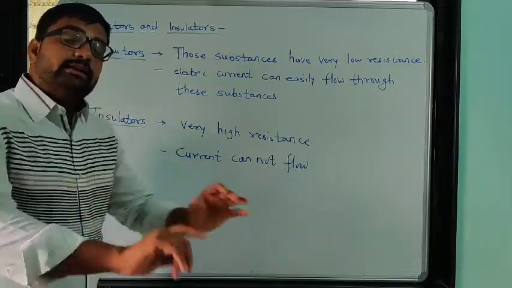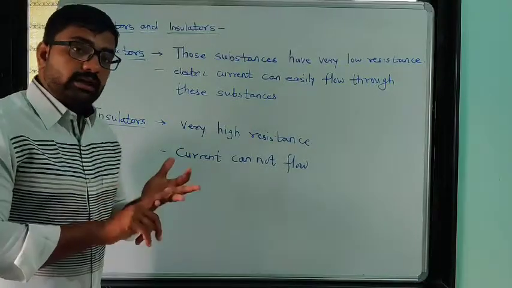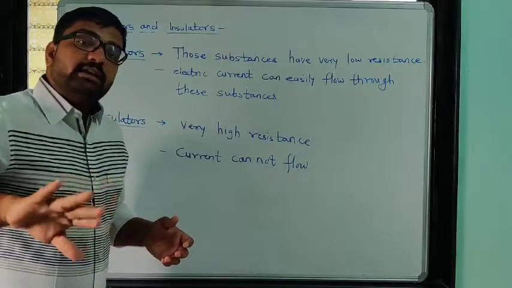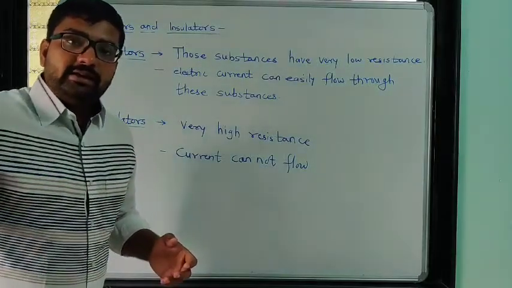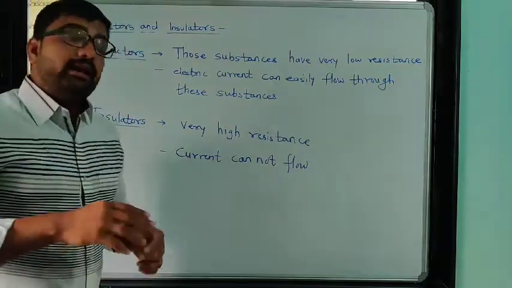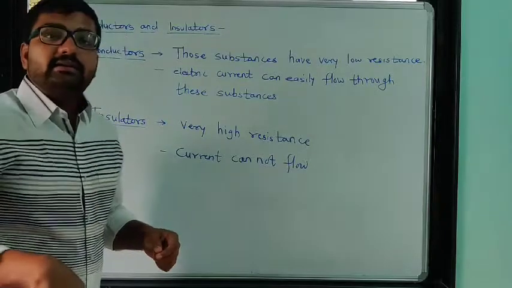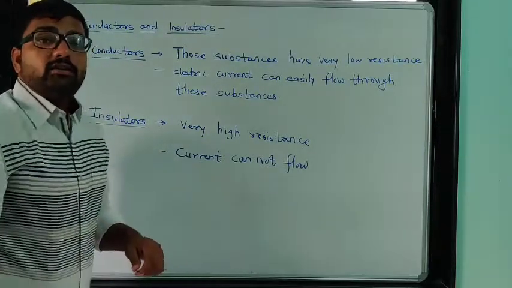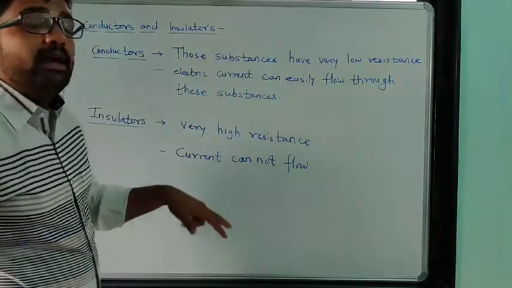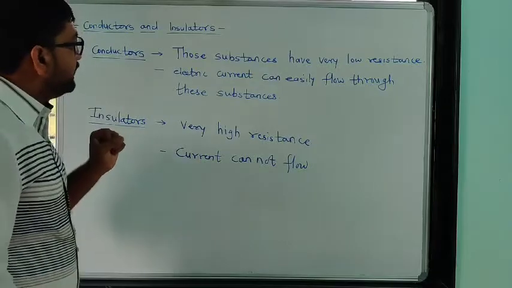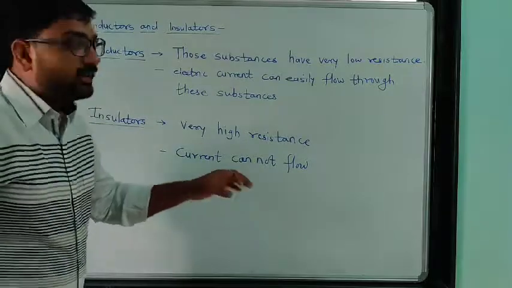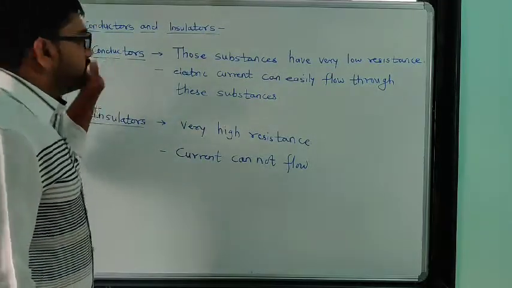Resistance plays an important role here in deciding conductivity. If resistance is very low, then charges can move very easily. That means if resistance is low, then conductivity is high, and if resistance is high, then conductivity is low. So in case of conductors, the substances have very low resistance, and due to that, electric current can easily flow through them. That is why they are called conductors.